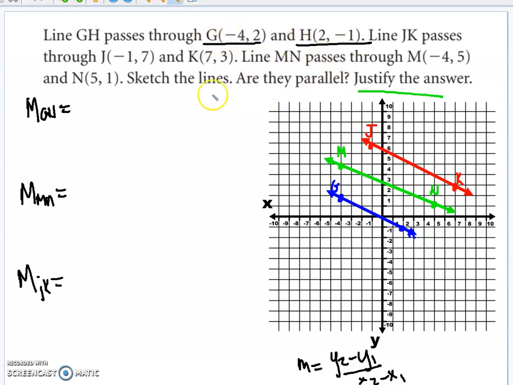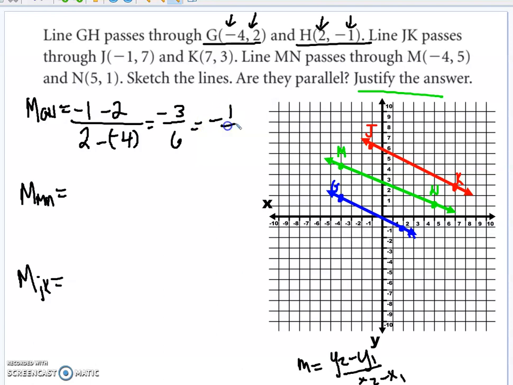So for G and H, I'm going to subtract my y. So maybe I'll do this y minus this y. So -1 minus 2. And then I must keep the same order. So since I started with this one, I'm going to have to start with this x value. So 2 minus -4. So that's going to give me -3 over 6, which is just -1/2 when we reduce that fraction.